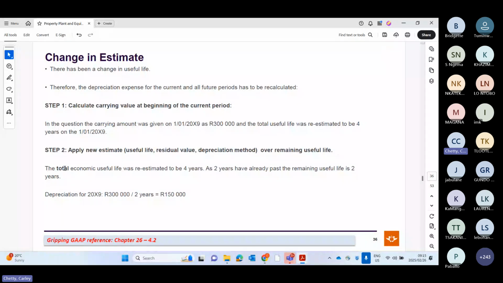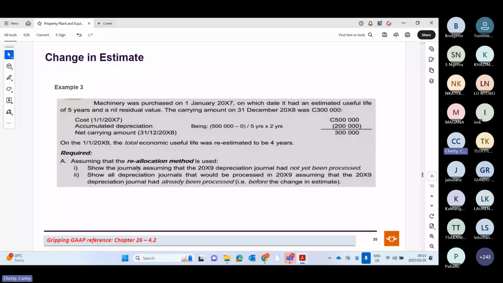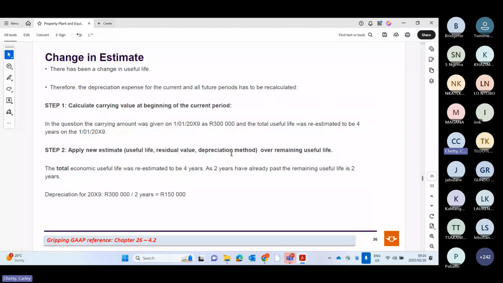So in the scenario, the total economic useful life was re-estimated to be 4 years. But the total economic useful life is as if the asset was new, but we know that the asset has been used for 2 years. So we need to determine the remaining useful life, which is different to the total economic useful life. So the total economic useful life was re-estimated to be 4 years.